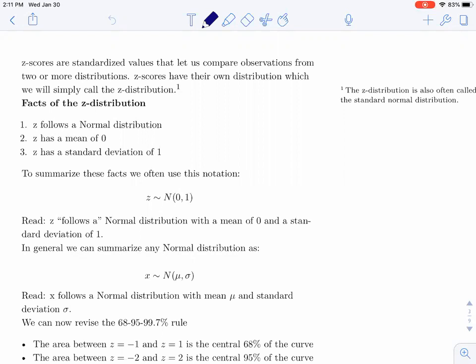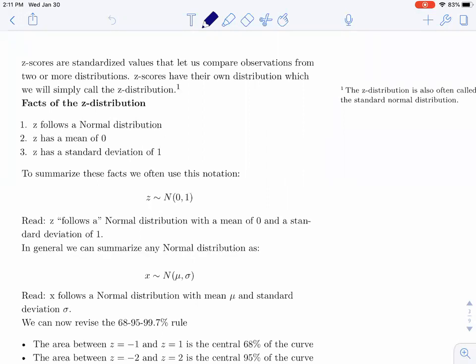The Z distribution has a set of properties. It's going to be a normal distribution, which makes sense because we're taking our observation from a normal distribution and just shrinking it down. Z has a mean of 0, and that's always true for Z, and a standard deviation of 1. So we take our old distribution, whatever the mean and standard deviation are, and shrink it down to a miniature normal distribution centered on 0 with a standard deviation of 1.